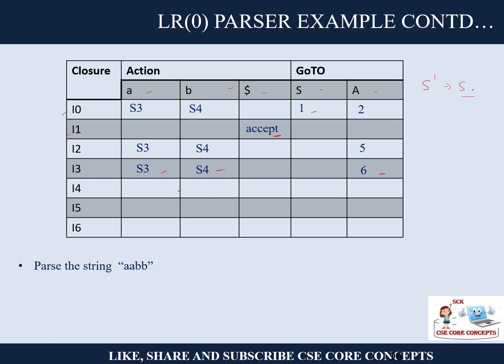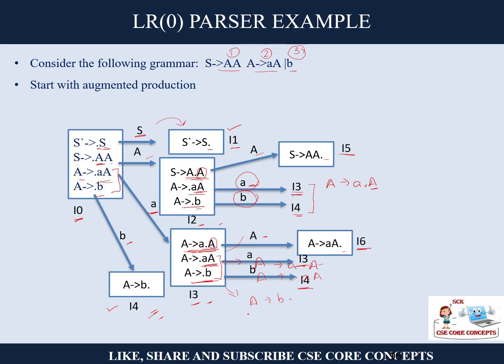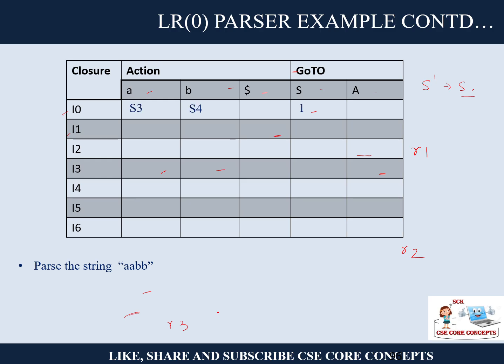Then for I4, I5 and I6. Let's see. I4 is a complete rule but not for the augmented one. So it is a rule. Which rule? I told you there are 3 rules. So this is the third rule. For I5, this is the first rule. This is rule 1. This is your rule 2. This is your rule 3, right? So in I4, you can write down rule R3 for all 3 of them. For I5, you can write down R1. And for I6, you can write down R2.